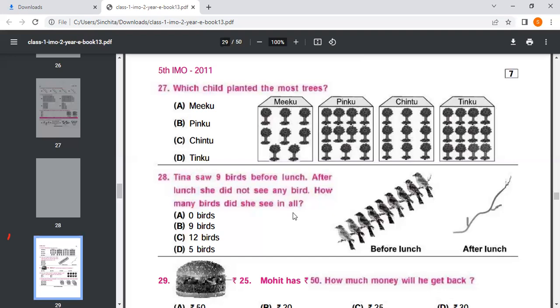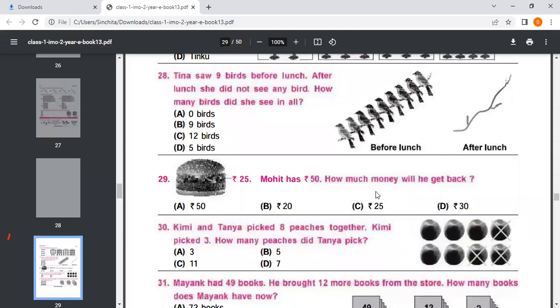Pinku has planted 11 trees, and Chintu has planted 9 trees, but Tinku has planted 12 trees. So the answer is the most planted from the Tinku. Excellent, Beta. Very good. Super. Now tell me number 28. I saw 9 birds before lunch.